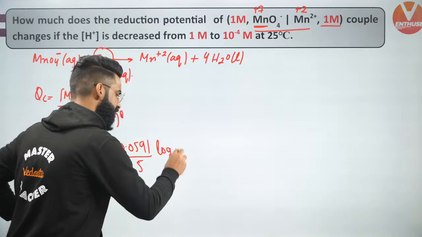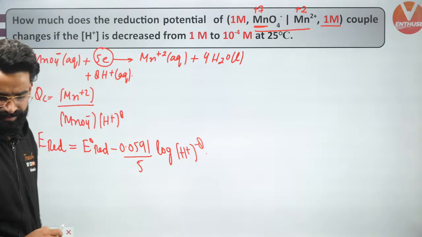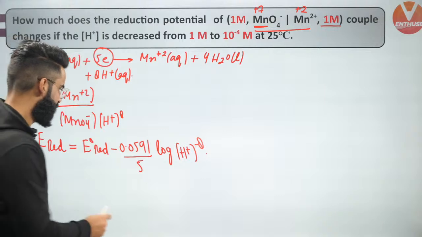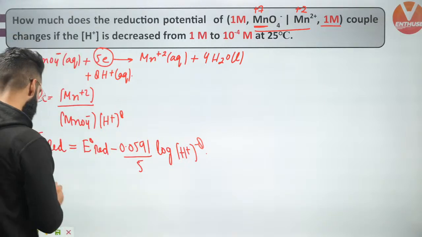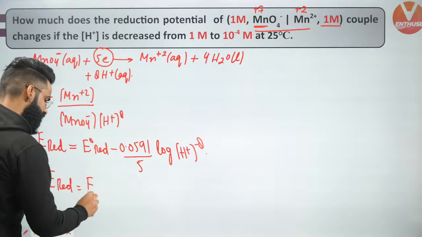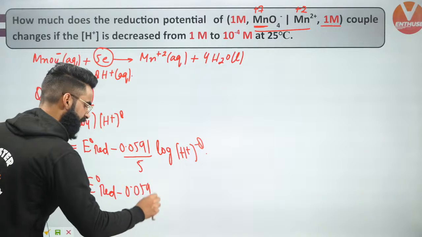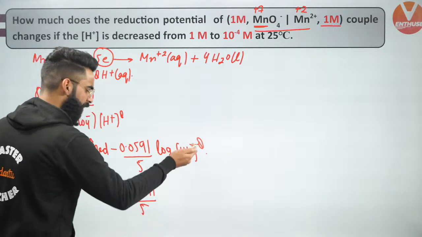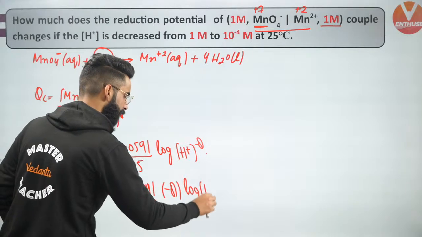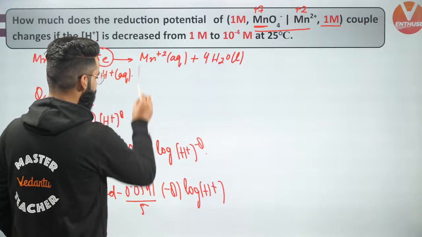This is going to be concentration of H positive to the power minus 8. Yes, I can write it like this. Correct? Now we will see. This is log of m to the power n. Now you can use simple mathematics. It's going to be standard reduction potential minus 0.0591 divided by 5. Log of m to the power n will be n log m. So it's something like this, n log m. Yes. So I'm going to write it like this.